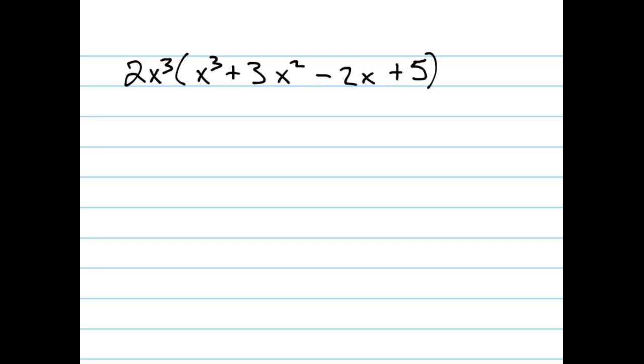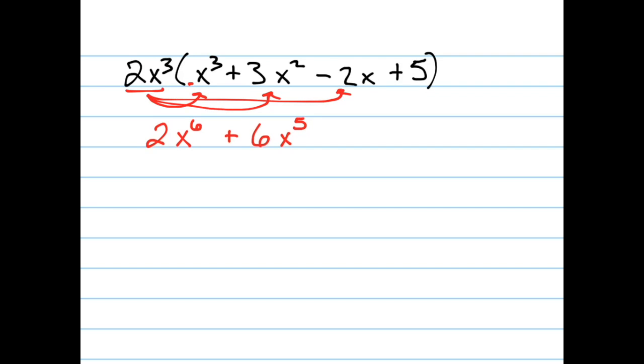So remember that when I multiply 2x cubed by x cubed, I multiply my coefficients, 2 times 1, which is 2, and x cubed times x cubed. When I'm multiplying two numbers with the same base, I add the exponents, get x to the 6th. So then when I multiply by 3x squared, I multiply the coefficients, 2 times 3 gives me 6, and I add the exponents of my x to get x to the 5th.